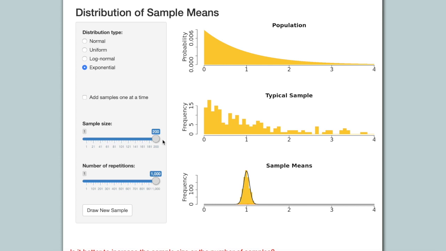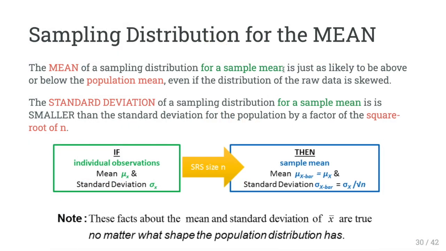The mean of a sampling distribution for a sample mean is just as likely to be above or below the population mean, even if the distribution of the raw data is skewed. That means we have this nice normal distribution, and it's just as likely to be slightly above or slightly below the real mean.